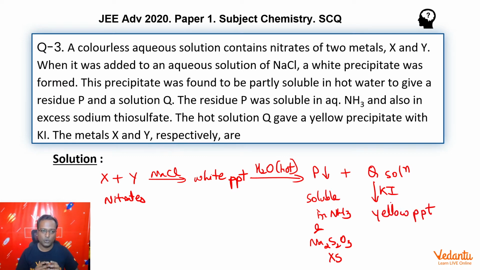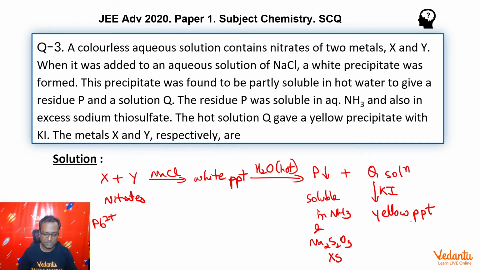Now, this is the flow: we have some metal nitrates. We use a chloride ion to precipitate a white precipitate. This white precipitate is partly soluble. That implies one of these cations forms a chloride which is partly soluble. We know one such chloride, PbCl2. So probably one of them is a Pb2+ salt. And then we move ahead. It says P is soluble in ammonia and excess Na2S2O3. Q, when reacted with I minus, gives a yellow precipitate.